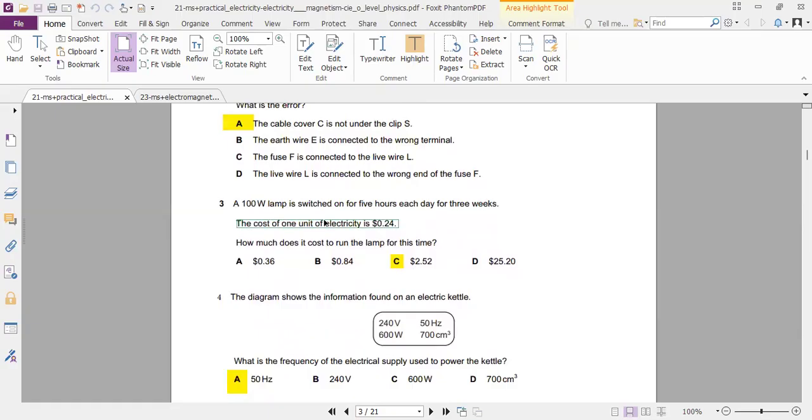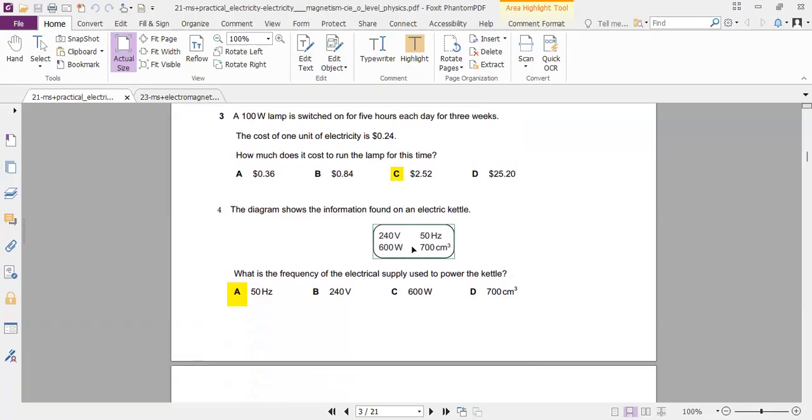3, convert the 100 volts into kilowatts, that will be 0.1 kilowatt. Run it for 5 hours, 0.5 kilowatt hours, multiply 0.24 should give you $2.52.